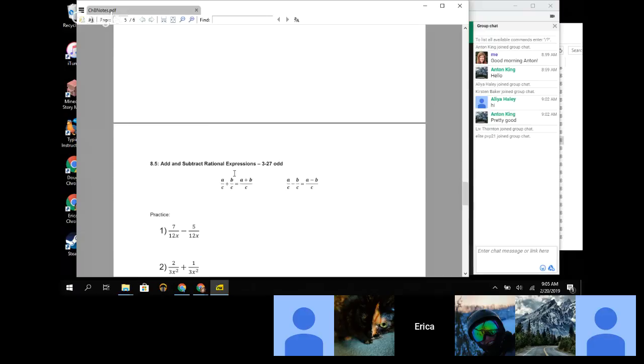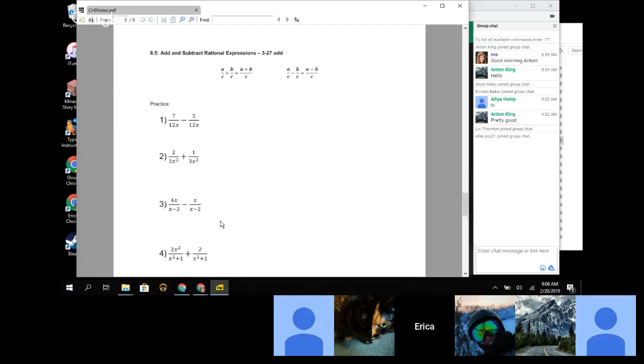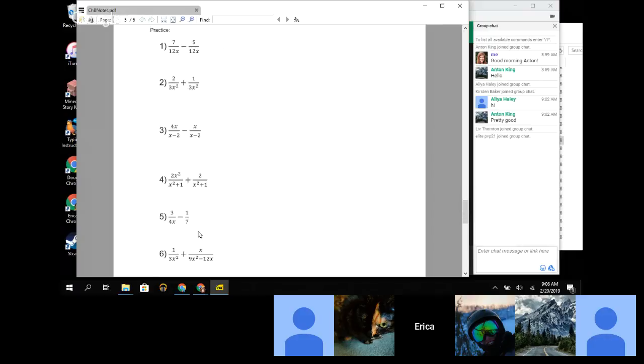On Monday, we talked about adding and subtracting rational functions or rational expressions. So again, just like our fraction rules for regular old fractions, you have to have the same denominator. And if we don't have the same denominator, like these two, 5 and 6, then we need to make them have the same denominator by finding the least common multiple.